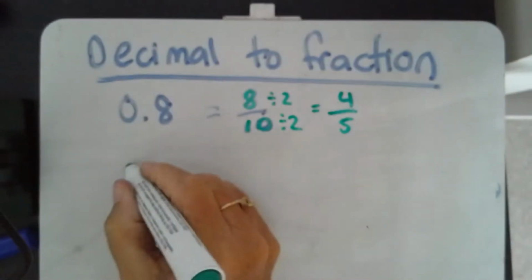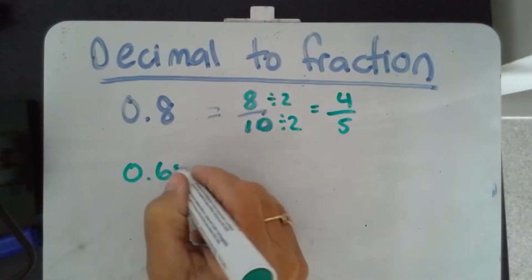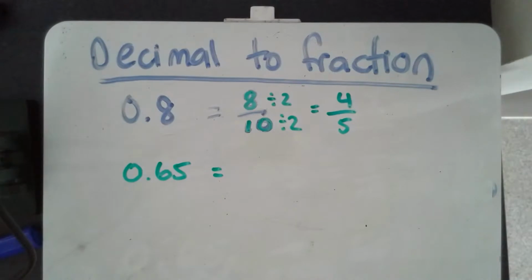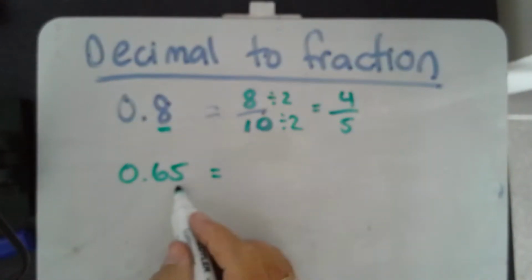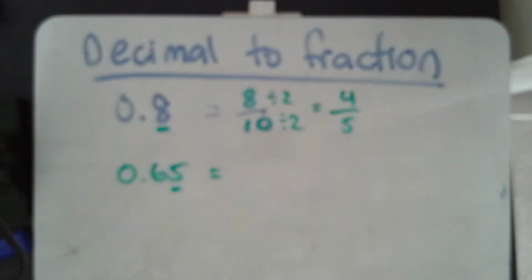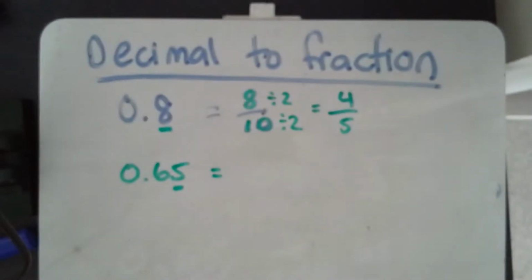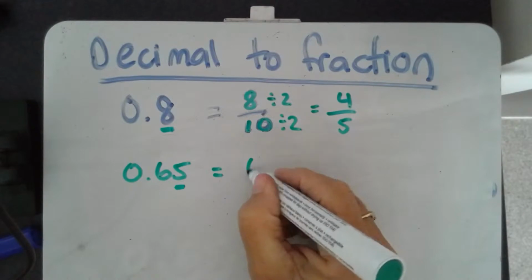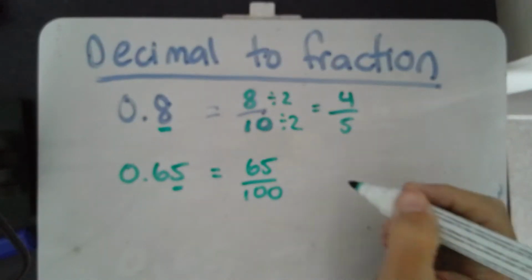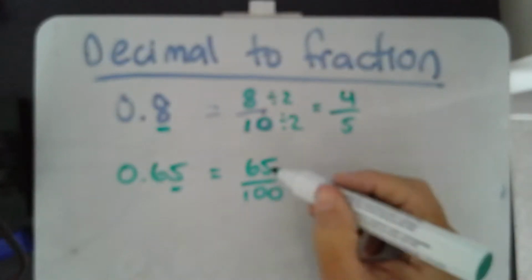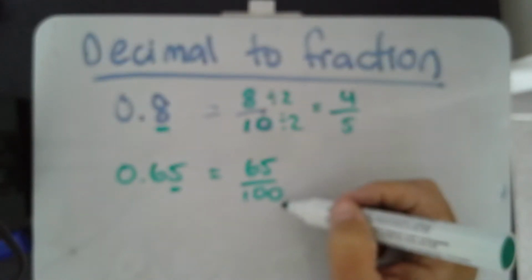What about this one? 0.65. How do we write that as a fraction? Well, this was tenths, but we know that this column is hundredths. So how many hundredths do we have? We actually have 65 hundredths, or 65 out of 100, or 65 divided by 100.